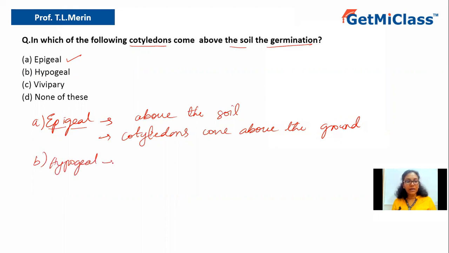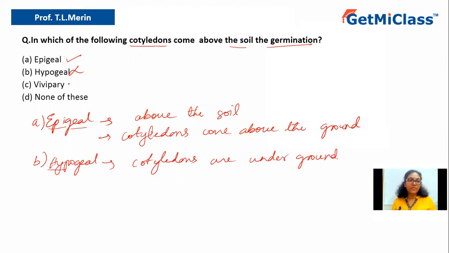So what do you mean by hypogeal? Hypo means under. Okay, geal is under the ground. Okay, so here the cotyledons are under the ground. Underground, or you can say within the soil. Okay, so hence option B is ruled out.